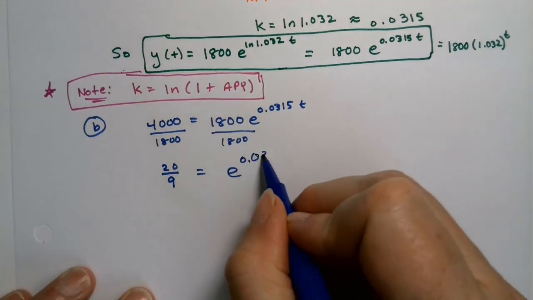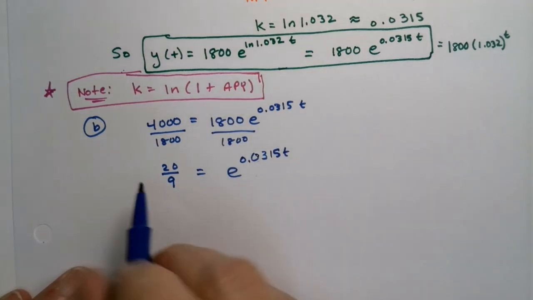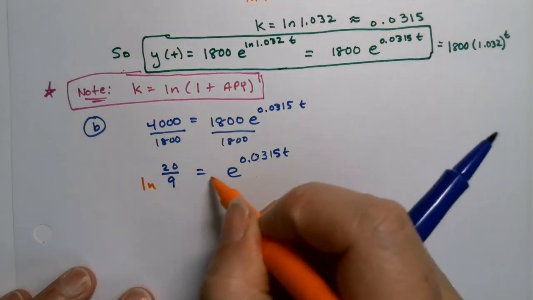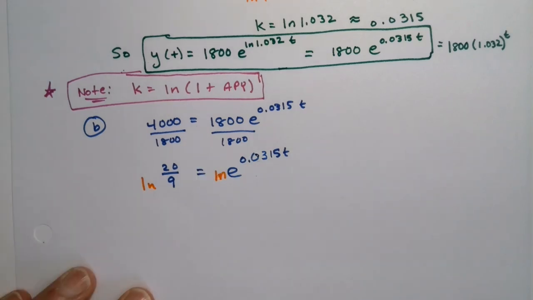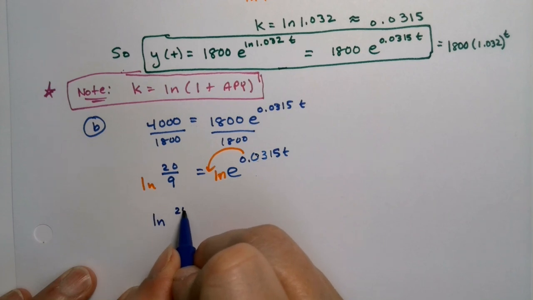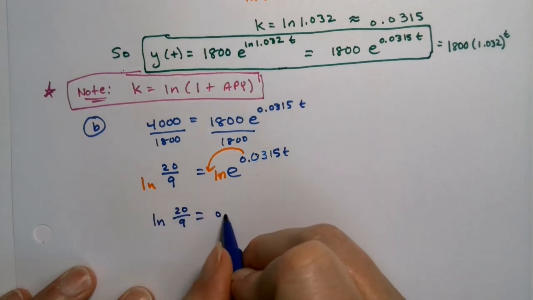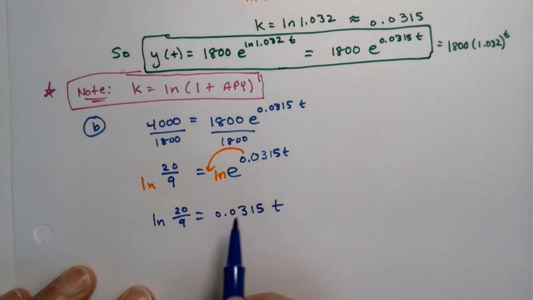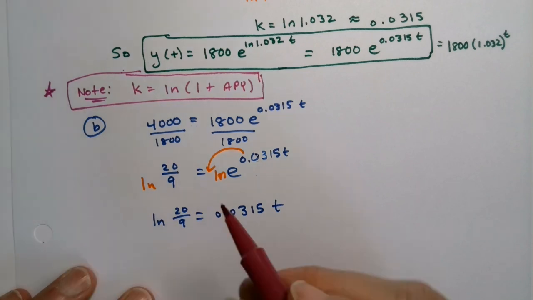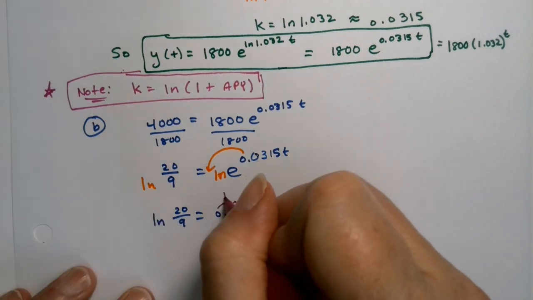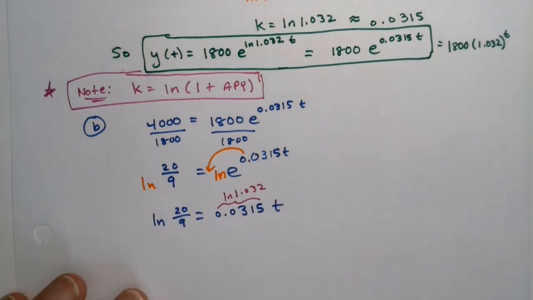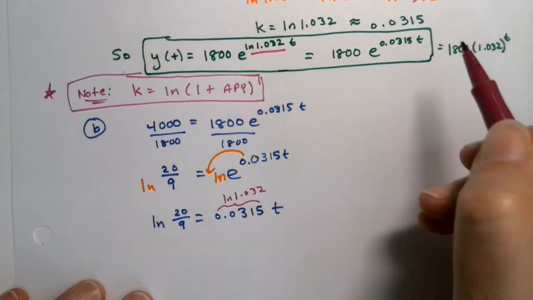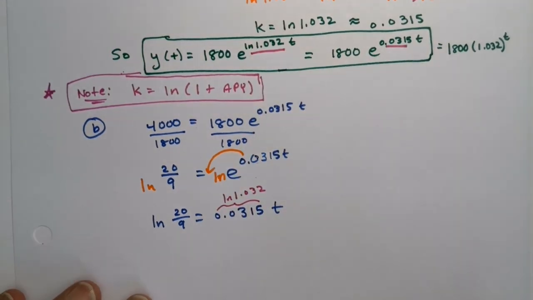There we go. All right, so now, as per usual, we're going to take the natural log of both sides. We're doing that so that we can bring this whole power down in front. So we'll have the natural log of 20 divided by 9 is equal to 0.0315 t. Or if you like, it's the natural log of 1.032. Either way. If you use the natural log of 1.032, it'll be a little bit more accurate than if you use the decimal approximation. But more or less, it's fine.